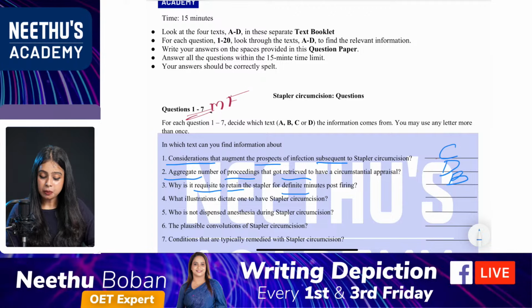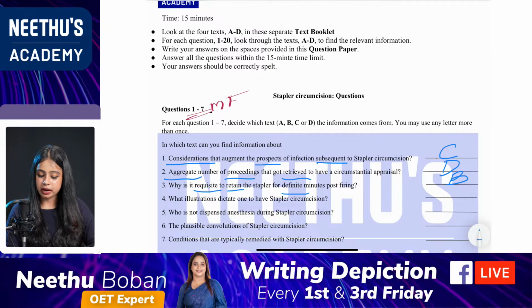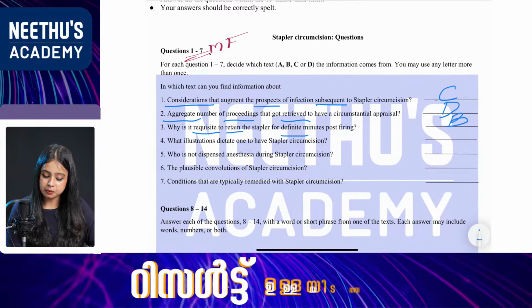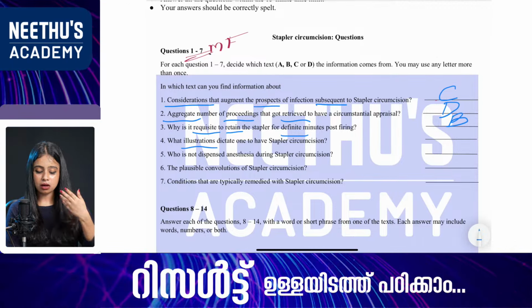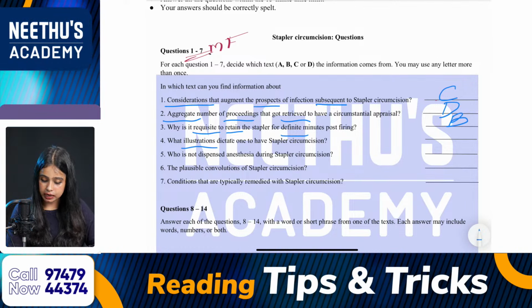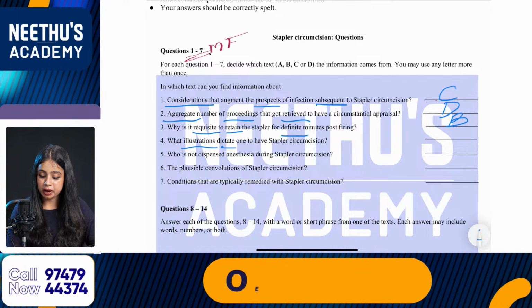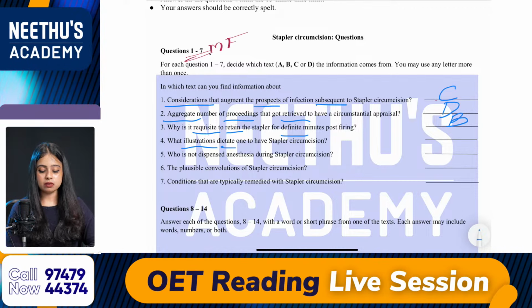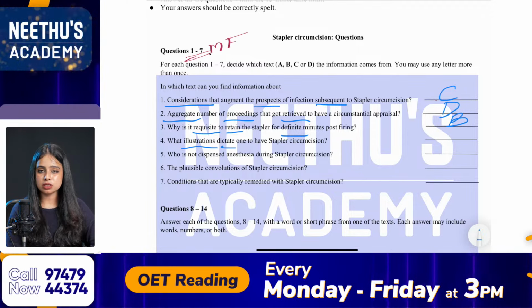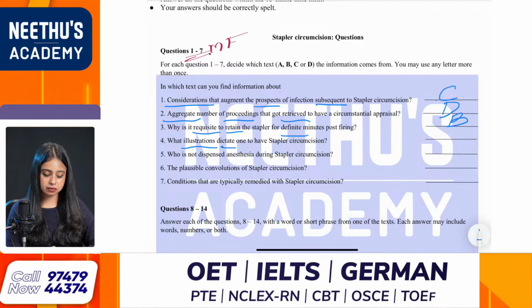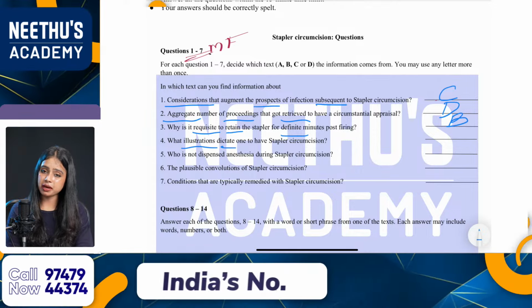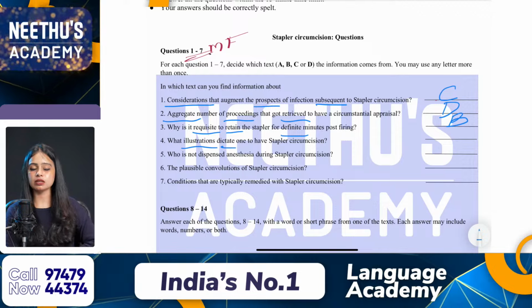Okay, then the fourth question, what illustrations dictate one to have stapler circumcision? Okay, so what illustrations, any idea? Illustrations which I can say instances, okay, or the examples. Then dictate, that means to demand one to have a stapler circumcision. Any idea? What instances demand one to have this surgery or this stapler circumcision? Fourth one, what are the instances mentioned? Where is it mentioned? These instances, these illustrations mentioned?